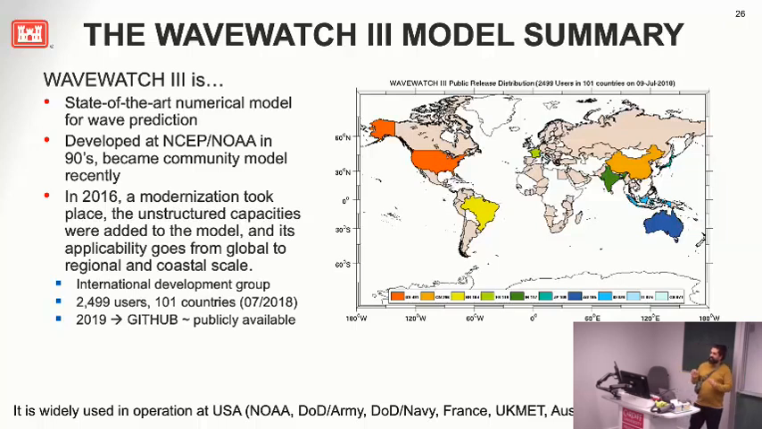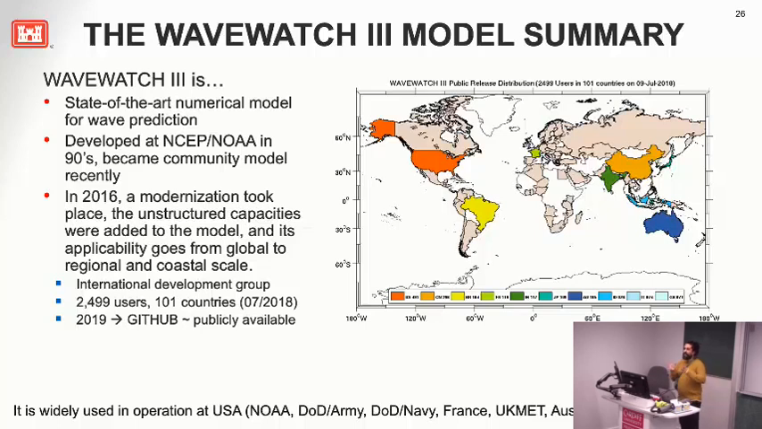The unstructured capability gives you the opportunity to go to very fine scales, like coastal scale, a few meters resolution, and then you can see all of the coastal scale phenomena and physics there. Since 2016, we modernized the code, and we added coastal scale physics, like reflection, shoaling, etc. And this model is widely used by numerical prediction centers like ECMWF, the European Centre for Medium-Range Weather Forecasts, by UK Met, US Navy, US Army, French Navy, Australians, Italians, all around the world.